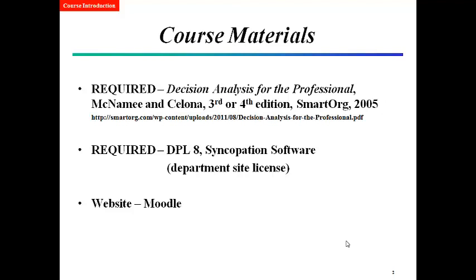Course materials. The textbook Decision Analysis for Professional is available either as a third or fourth edition. The publisher is SmartOrg, who's a consulting firm, or if you want to, you can get a downloadable PDF file available through SmartOrg. In fact, John Salona has recommended that. He's one of the authors of this text, and both he and Peter McNamee are longtime consultants in decision analysis, so this book really appeals to me because it comes from a consulting perspective.